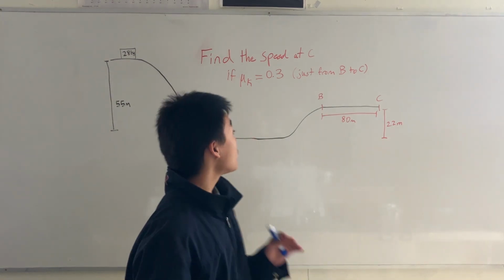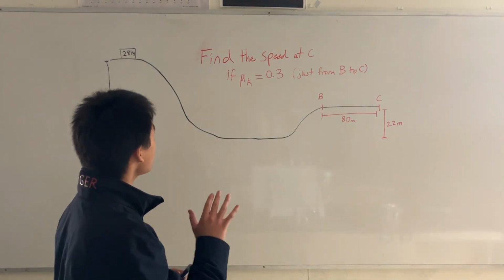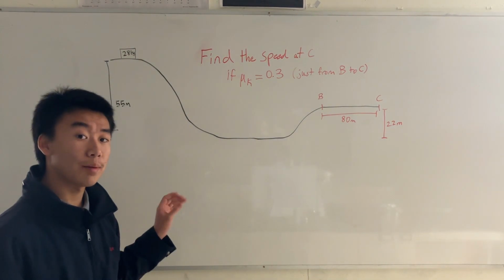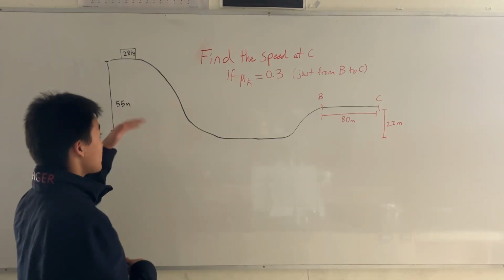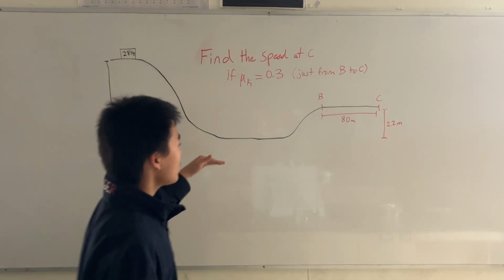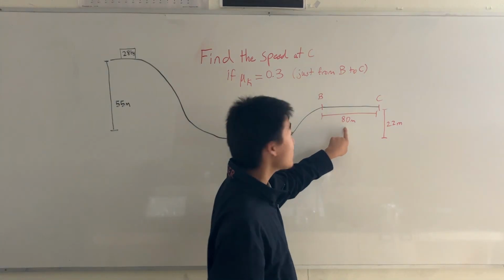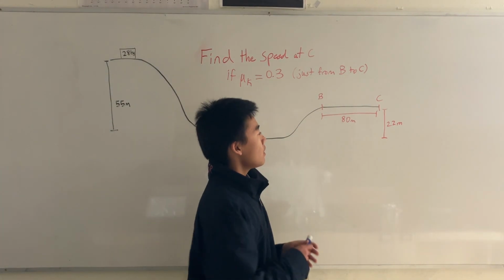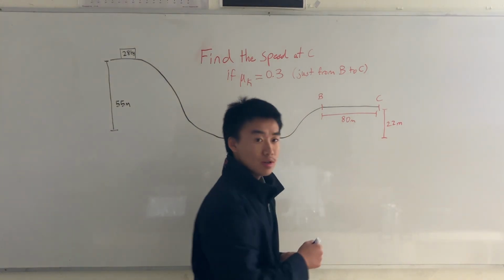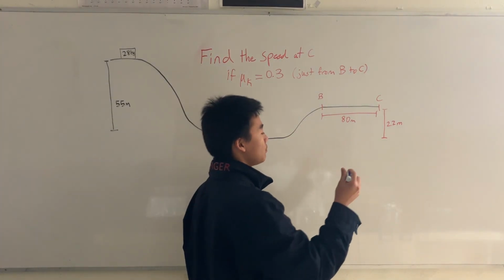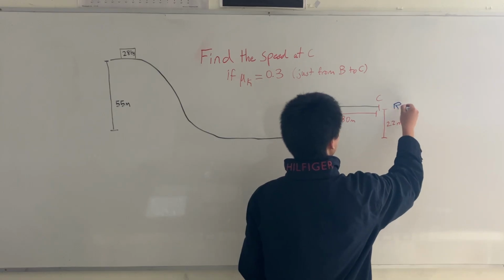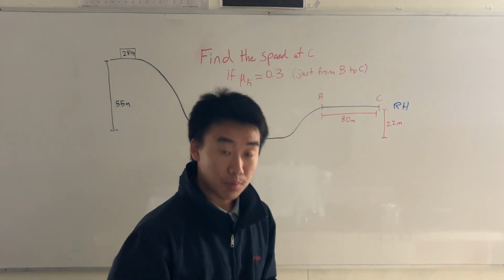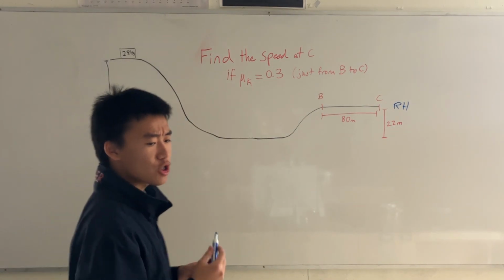Okay, so finally this problem, I added a little bit of friction. As you can see, we have a 28 kilogram mass or roller coaster. It's sliding down from 55 meters, and then it goes up, and we experience some friction here. Our coefficient of kinetic friction is 0.3, just from B to C, for 80 meters, and 22 meters. That's the height for final. So we can set this as our reference height, like in the previous question.